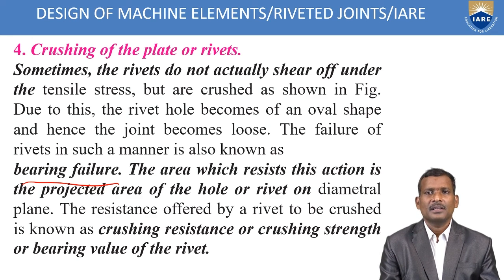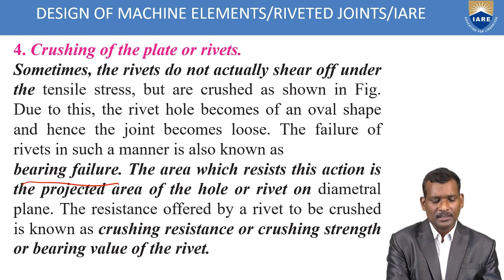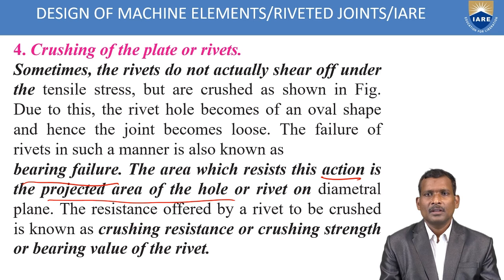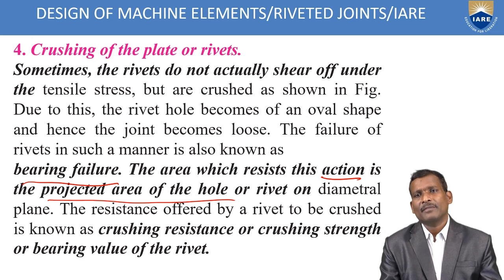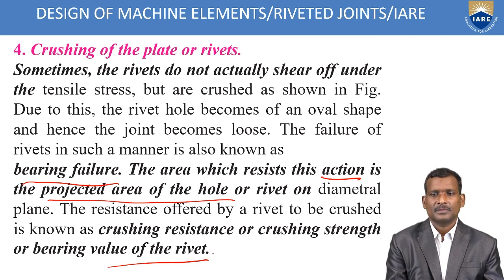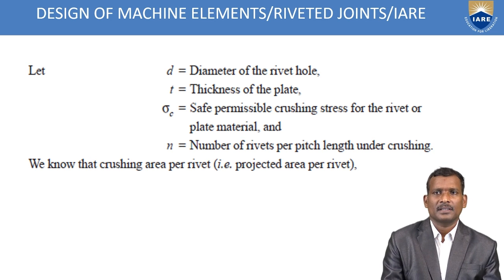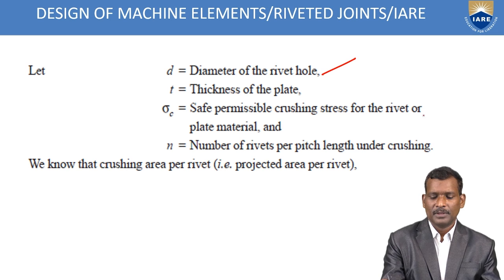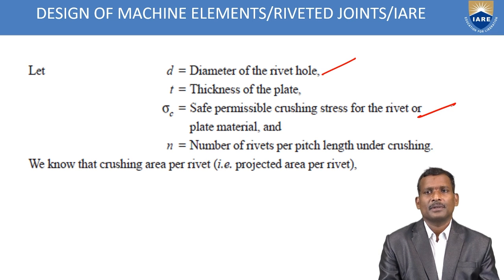Bearing failure means the area which resists the action is the projected area of the hole or rivet on the diametral plane. This type of failure is characterised by crushing resistance, crushing strength or bearing value of the rivet. So how to calculate this crushing strength and bearing value of the rivet is shown in this slide. Let d be the diameter of the rivet hole, t the thickness of the plate, σc the safe permissible crushing stress, and n the number of rivets.